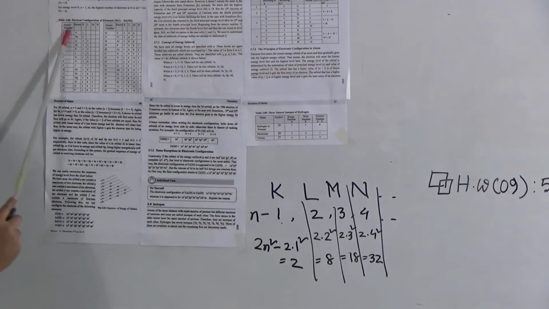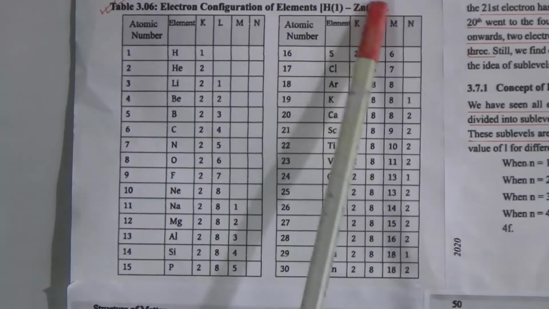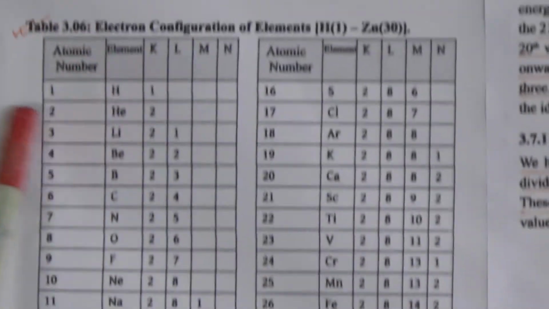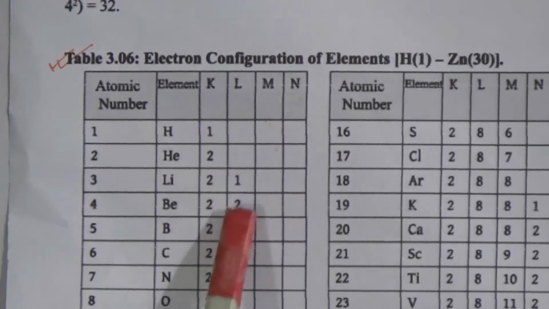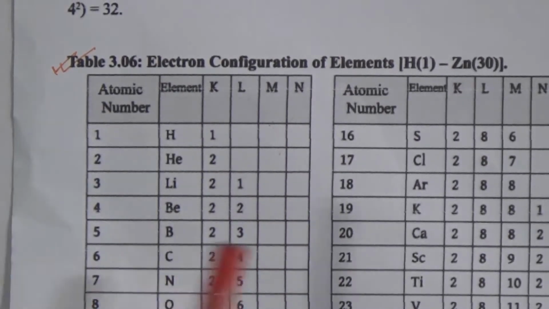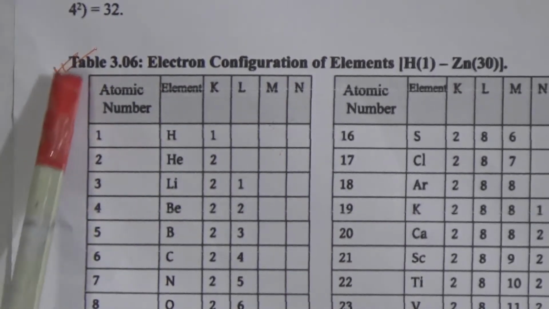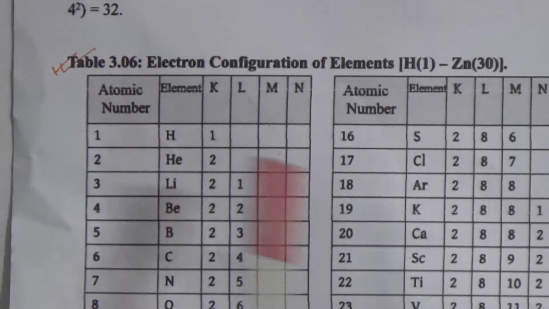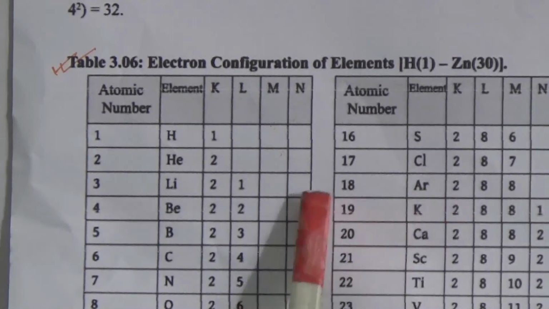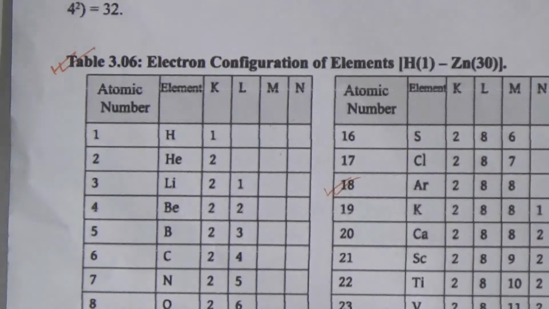Now come to the table. Here the electron configuration from hydrogen to zinc, that means from atomic number 1 to atomic number 30, is given. Here if you follow, in the hydrogen atom, in the first orbit it has 1 electron, and you have to memorize this total table. According to Niels Bohr's atomic model and this formula, we can only find out up to atomic number 18.